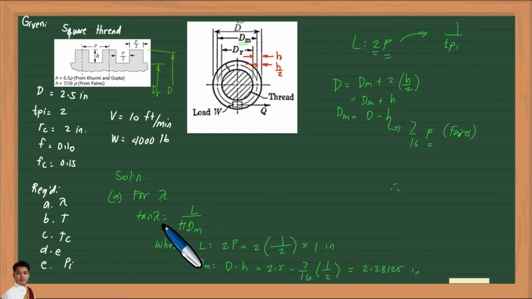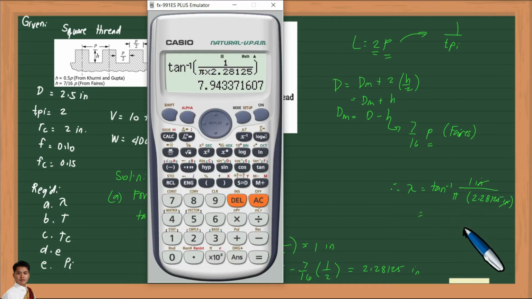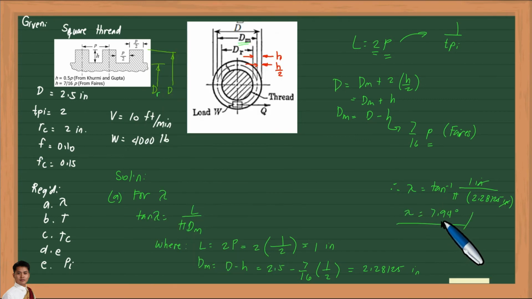So using now our formula for lambda, okay, so let us solve lambda. So lambda is equal to arctangent of the lead. So ang lead natin kanina 1 inch, then pi dm. So ang dm natin dyan ay 2.28125. So this is equal to 7.94 degrees. Ngayon, pagdating sa board exam sa choices, kung ano yung pinakamalapit na sagot, yun ang kukunin natin.